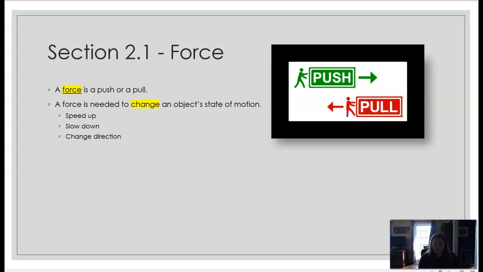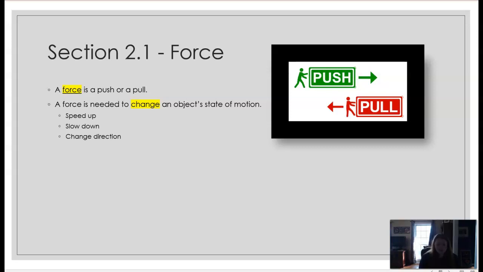When you drop something in a gravitational field, gravity causes that object to speed up. When you turn a curve in your vehicle, friction keeps you moving in that circle. If there were no friction, you would go in a straight line. So the force of friction allows you to change direction and complete that circular turn.